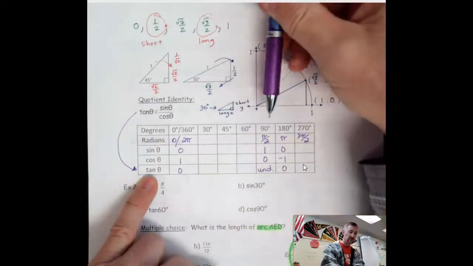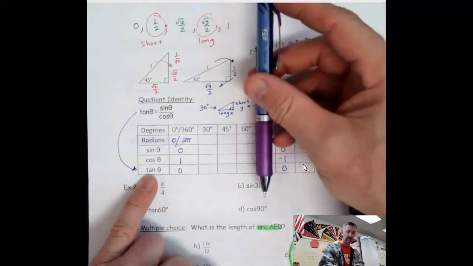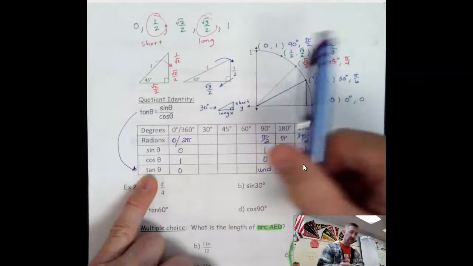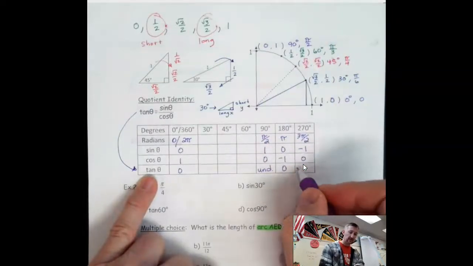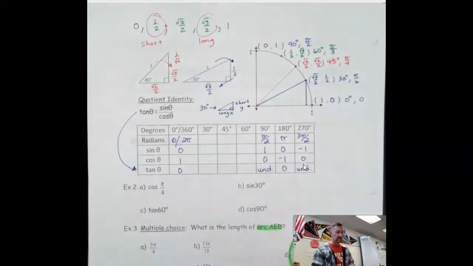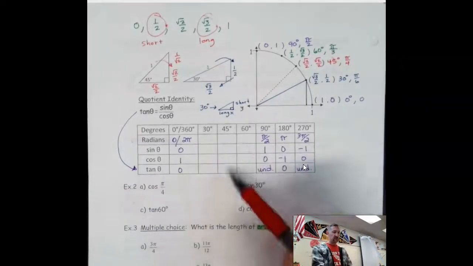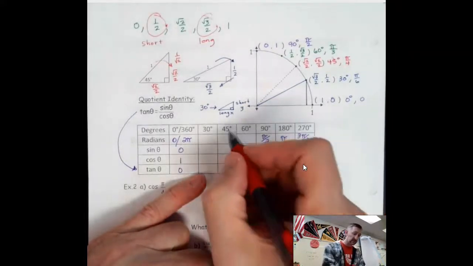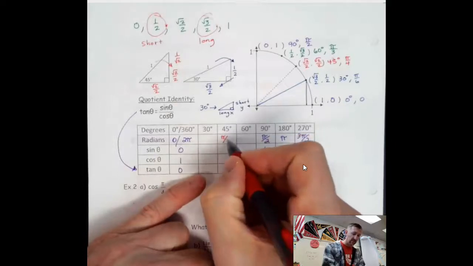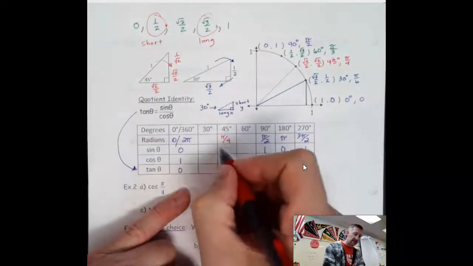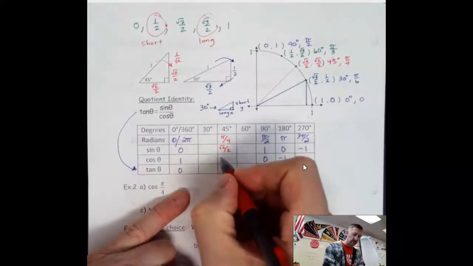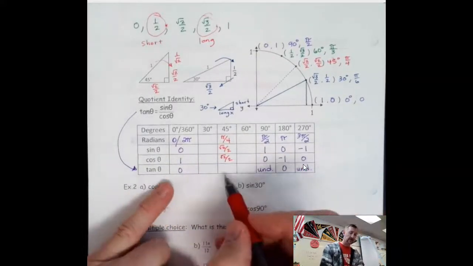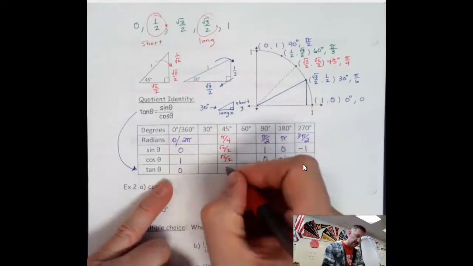And then the last one of these, 270 degrees, is straight down. So the y is -1 if we go straight down. And if we go straight down, we're not going left or right at all, so that's 0. And again, if we divide those, that's undefined. Okay? So on this chart, I'm going to jump back to the 45 because that should be pretty straightforward also. So that was pi over 4. And these were both root 2 over 2. And tangent is sine divided by cosine, so that would be 1.